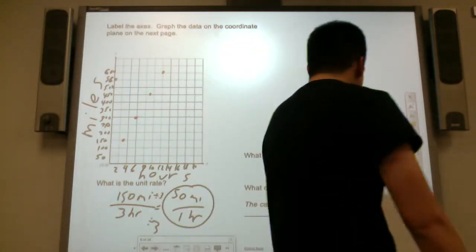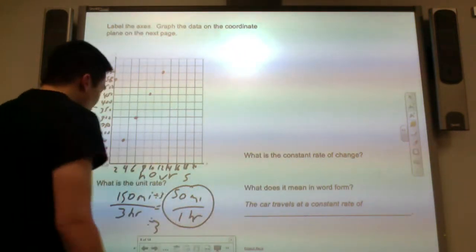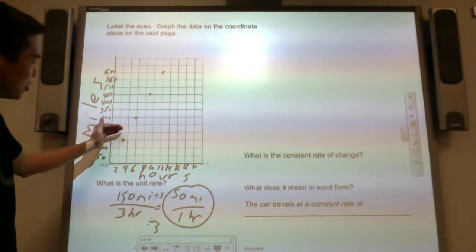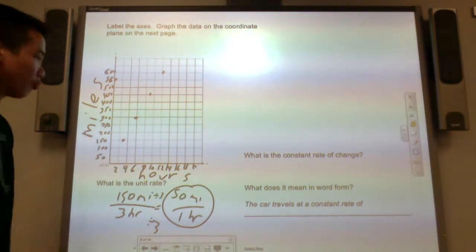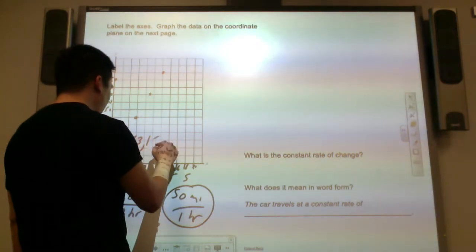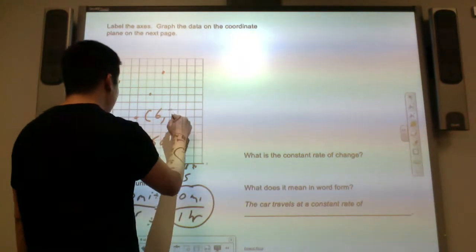What is the constant rate of change? What is this changing? Well, I kind of got this because from what I could tell, it looked like it's going up 50 miles every hour. But you know what? Let's use our formula. In this one, the ordered pair is 3, 150. And in this one, the ordered pair is 6, 300.